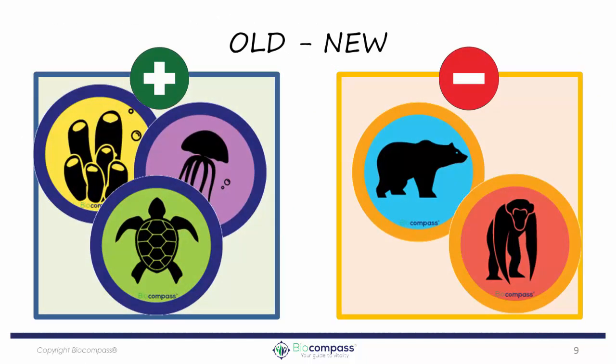So let's put them together. We have old brain tissue, new brain tissue. Old type of tissue, new type of tissue. The old type of tissue all have a blue border. The new type of tissue all have an orange border.